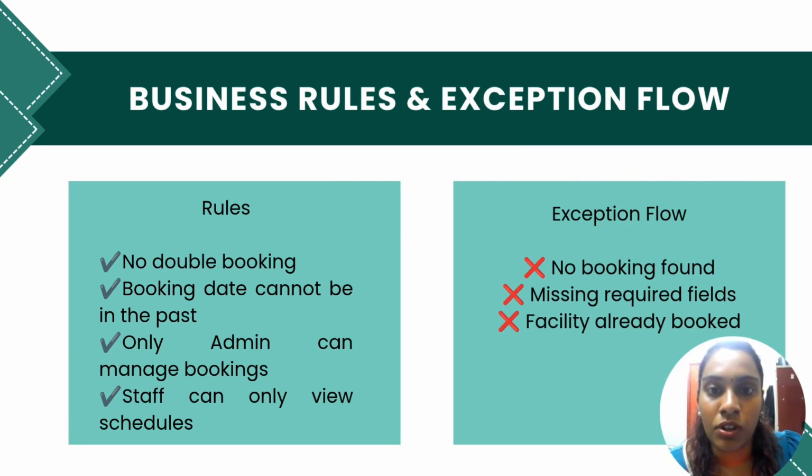The system also handles several exception cases. If no booking records are found, the system will display a no booking records found message. If the administrator forget to fill in required information, the system will ask them to complete all required fields. Finally, if another booking already exists for the selected facilities and time, the system prevents the booking and display an error message indicating that the facility has already been booked.